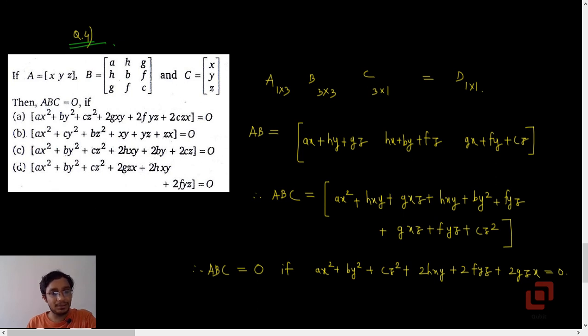If A is the row matrix, we call it row vector because it has only one row, X, Y, Z, B is A, H, G, H, B, F, G, F, C, and C is X, Y, Z. Then ABC is a null matrix O. Now this O is actually not 0. It is a null matrix, and if you look at these orders, A contains 1 row and 3 columns, B is a square matrix, no doubt, 3 by 3, and C is a column vector. It contains 3 rows and 1 column.